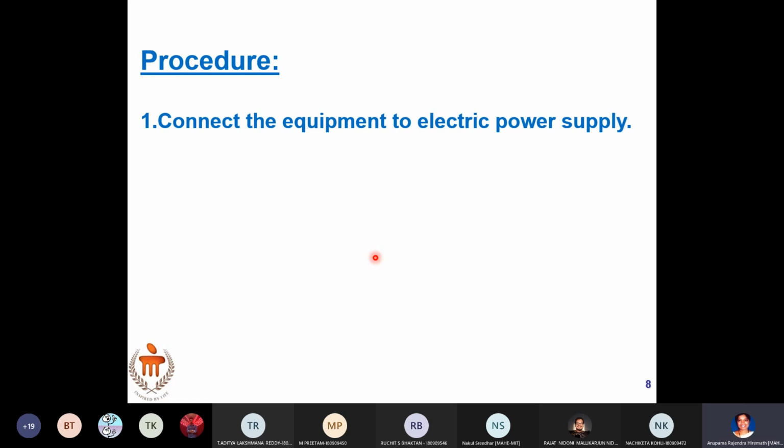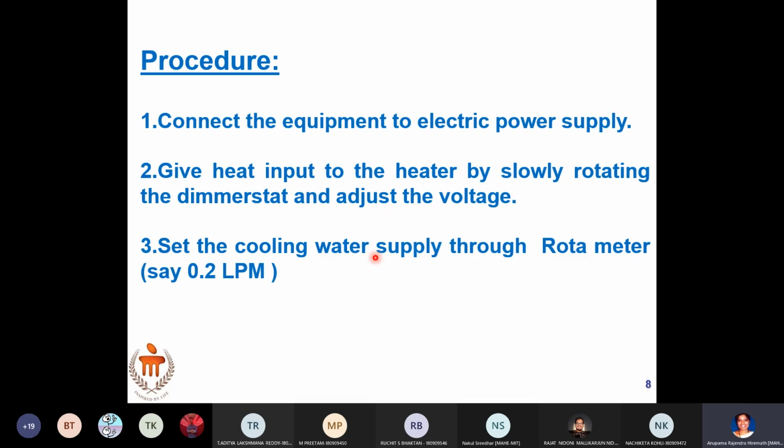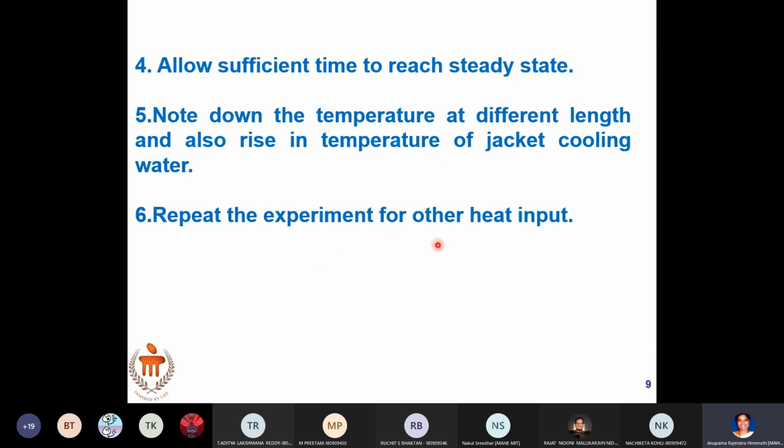Procedure: you have to connect the equipment to the electric power supply. Give heat input to the heater by slowly rotating the dimmerstat and adjust the voltage. Set the cooling water supply through the rotameter, say 0.2 liters per minute, LPM. Allow sufficient time to reach steady state. Note down the temperature at different lengths and also the rise in temperature of the jacket cooling water. Repeat the experiment for other heat inputs. Then switch off the power supply.